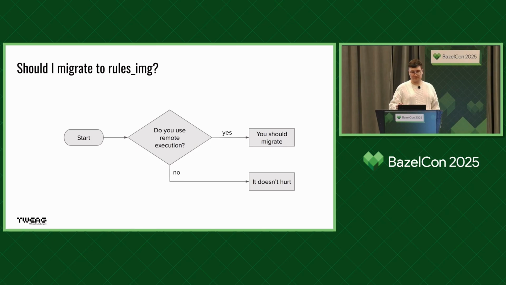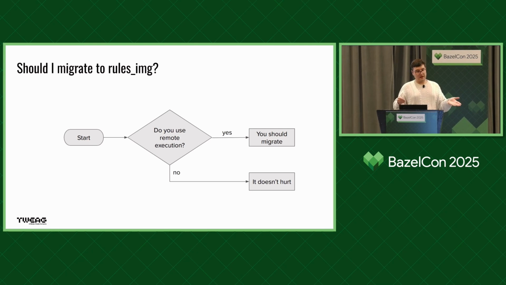So that leaves us with the following question. Should I migrate? The answer is, if you use remote execution, then yes. It's pretty clear, because otherwise you can just revert to doing your image building locally and doing the rest remotely. Everything else just doesn't make sense in terms of performance. But if you already migrated to rules OCI and it's just very expensive, then it's fair to say there's no big difference if you use local execution only. So it still doesn't hurt.